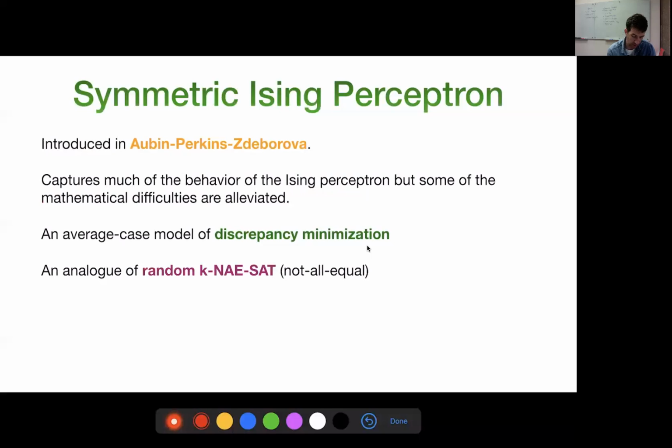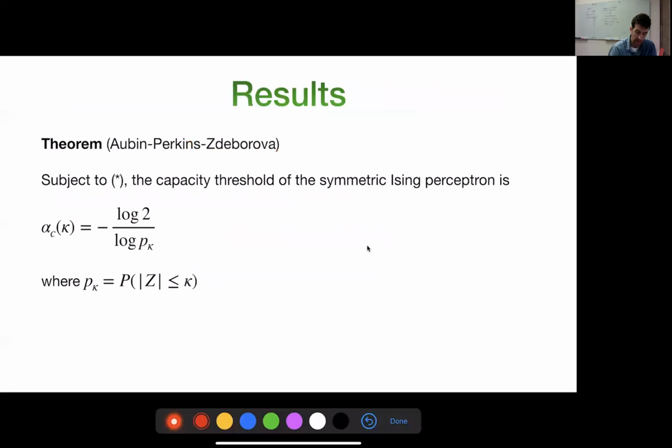It's an analog of random K not all equal set. Not all equal set is when you forbid the all true configuration and the all false configuration. This gives some symmetry to the model. In particular, if you have a solution, then the negation of the solution is also a solution. The same thing with the symmetric Ising perceptron. And this should make analysis easier. And in fact, it does.